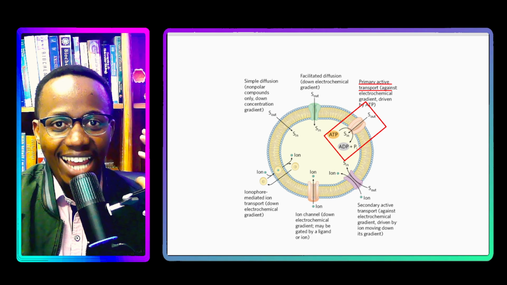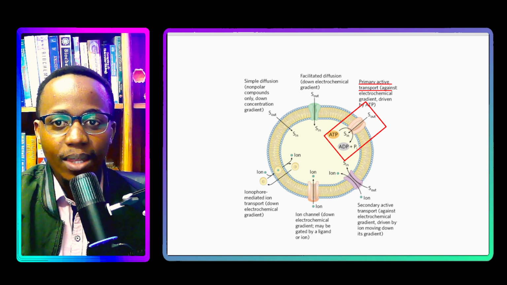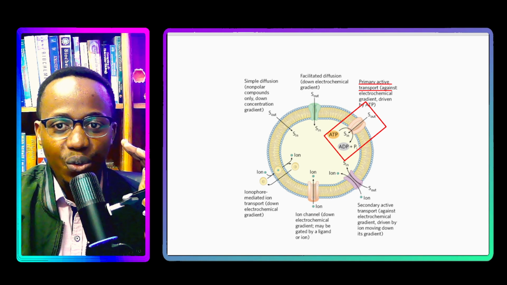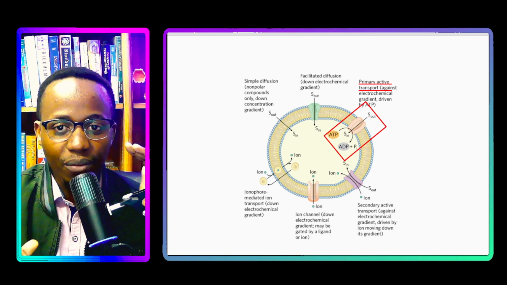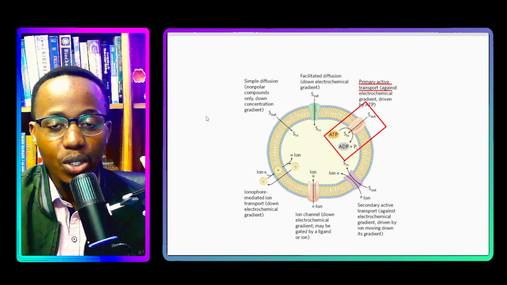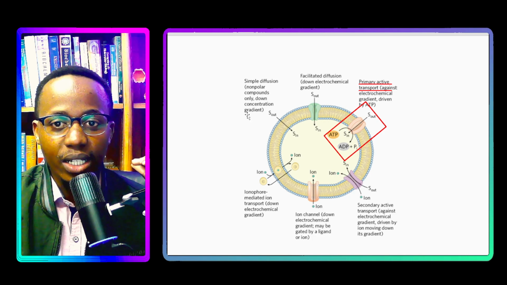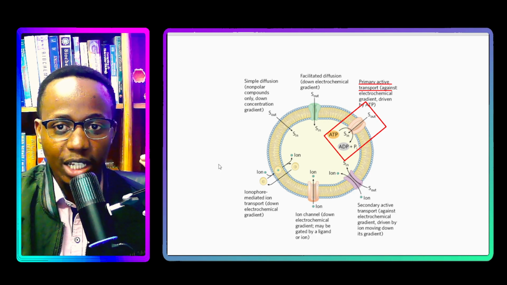Now, why do we need energy? It is because we're going against the gradient. If you're going against the gradient, you have to push. Something's gotta push. And we use energy, we use ATP. So this is a primary active transporter.